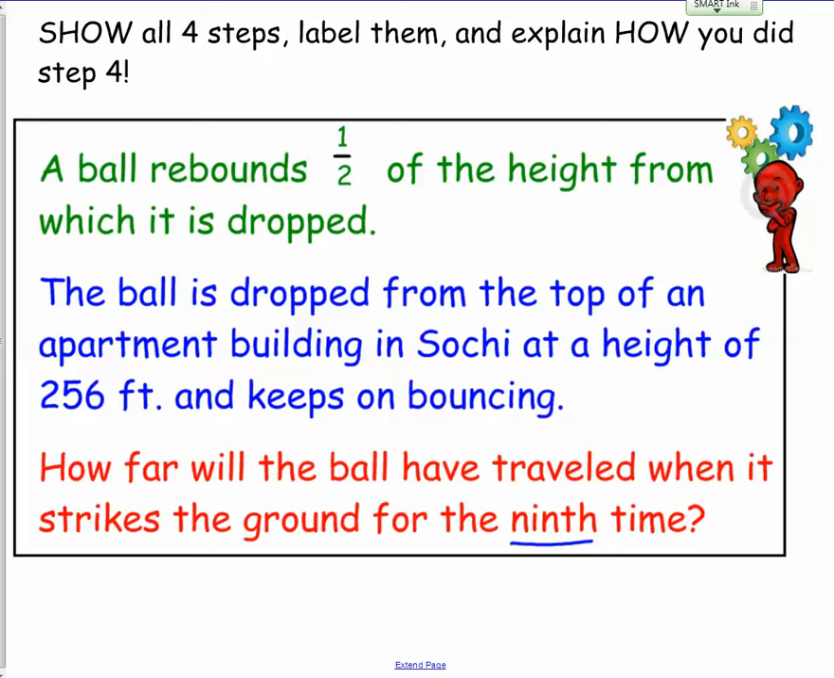So as a class, you wrote step 1, understand the problem, and you bulleted the key information that the ball bounces up half as much from the height it dropped, and that it begins 256 feet in the air. And then the question is, how far will the ball have traveled when it strikes the ground the 9th time? That's pretty important. And then step 2, make a plan.